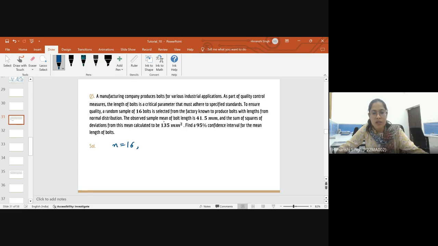Now the observed sample mean of the bolt length is 41.5. So this is basically the sample mean, so we have x bar to be 41.5 mm. Okay, and the sum of squares of deviations from the mean is calculated to be 135. So basically it is given that summation xi minus x bar whole square is given as 135.